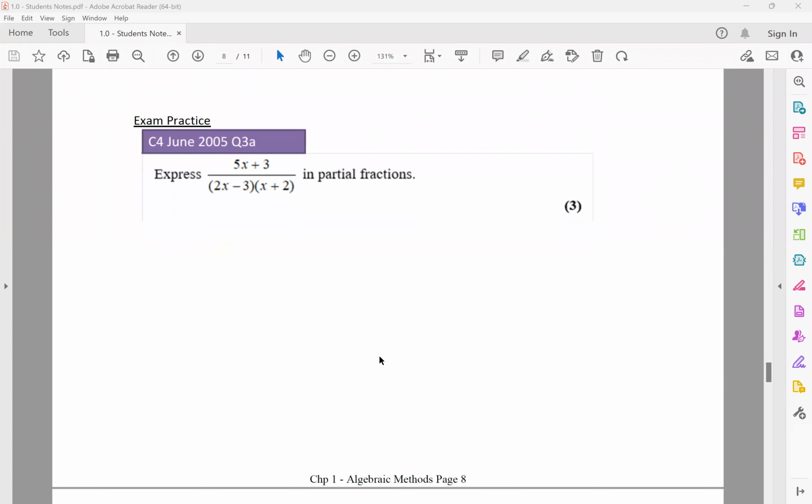And exam practice. You can have a go at the question. When you're ready for the answer, then you can press play.